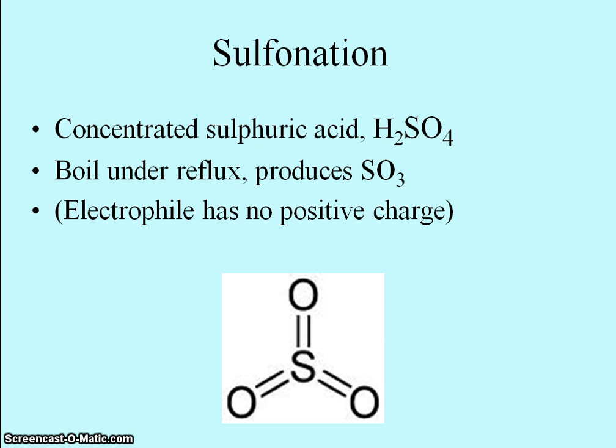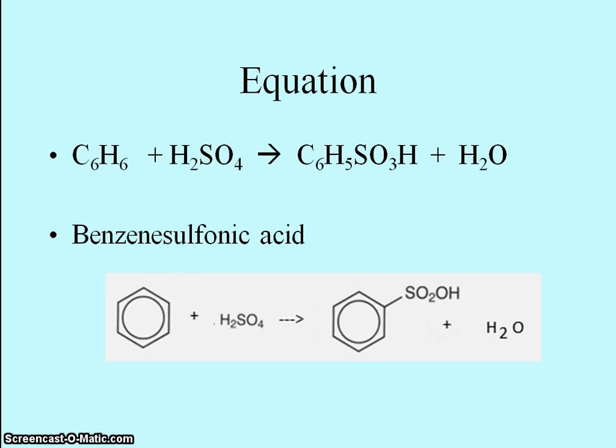This is the last of the benzene reactions, sulfonation. It uses concentrated sulfuric acid, and boiling under reflux produces the electrophile SO3, sulfur trioxide. The product is benzene sulfonic acid. We've got the sulfonic acid group SO3H substituting the benzene ring.